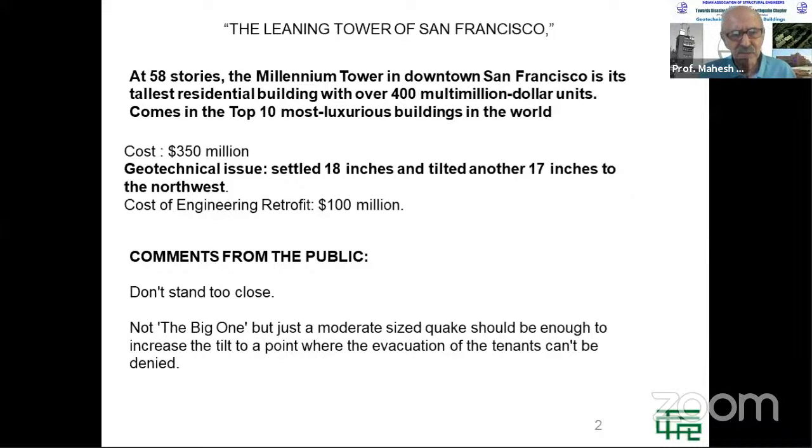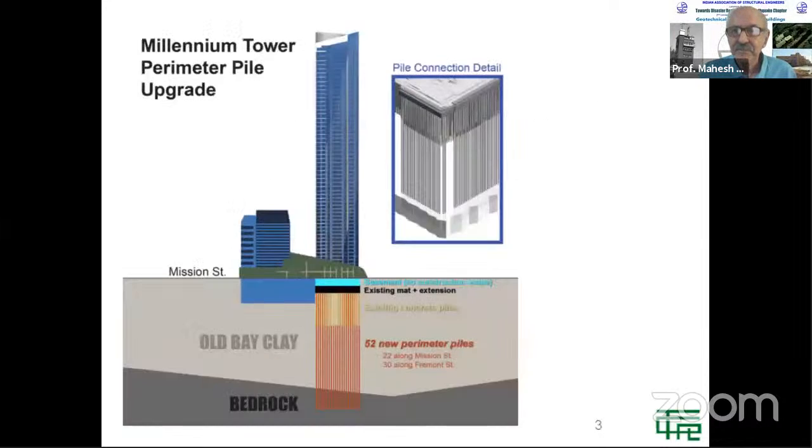So the comments from the public are, don't stand too close. Another one, not the big one, but just a moderate sized earthquake should be enough to increase the tilt to a point where the evacuation of the tenants can't be denied. So what exactly is, apart from knowing that it is sunk and it is tilted to the northwest corner, and you can see the northwest corner, which has been highlighted in this square.